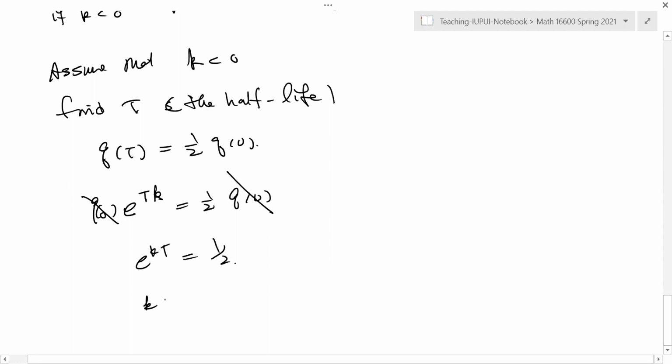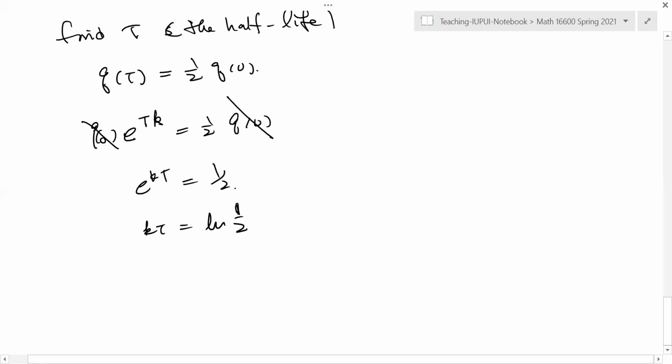But whatever you get, you should get k times T equals natural log 1/2. Okay? Then if you want to get k, you solve this for k. If you want to get t, you solve for t. Yeah, we needed to understand this formula.